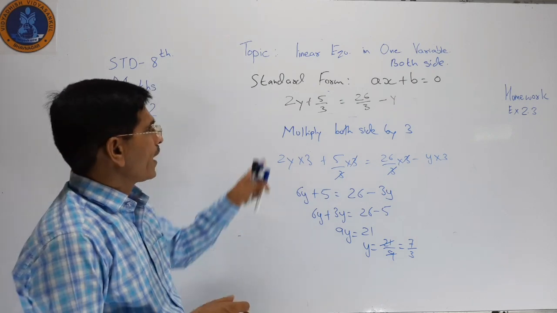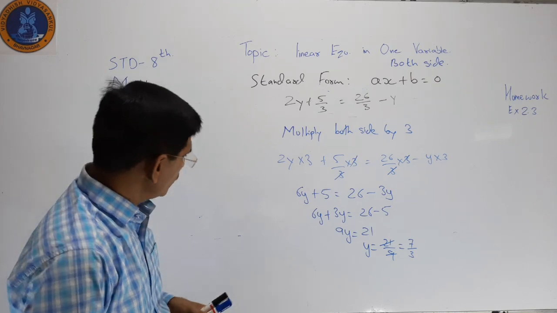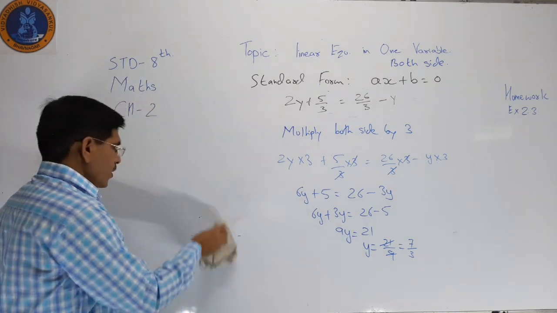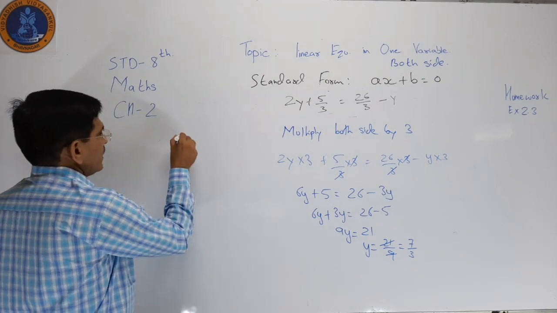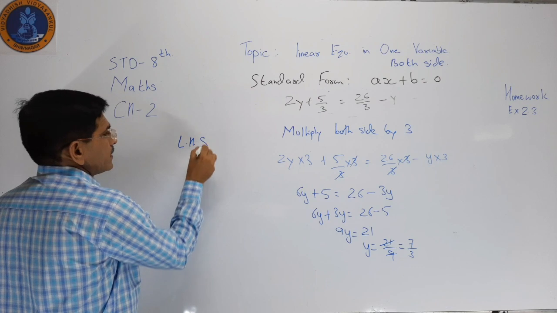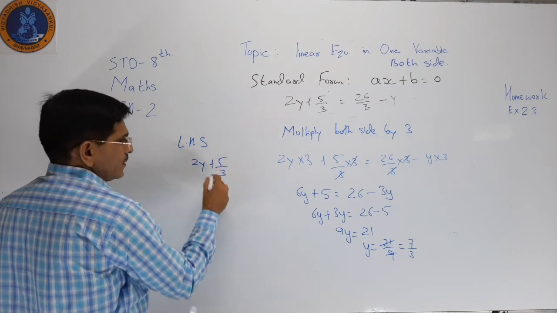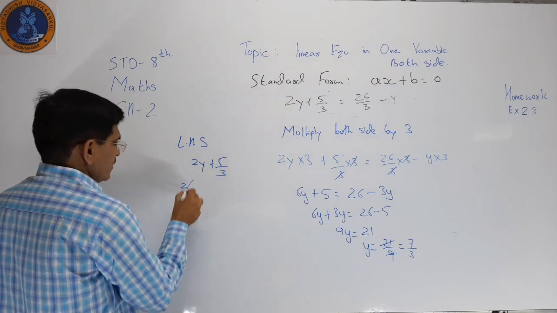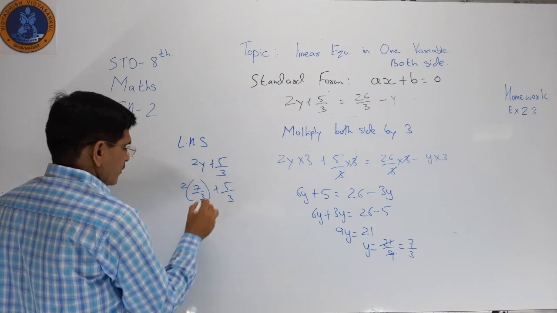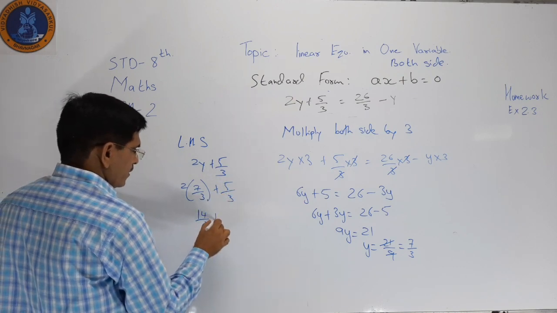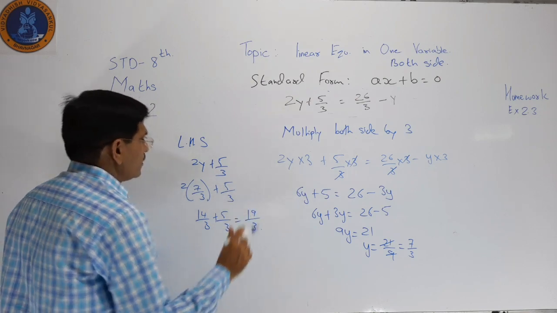Now if I put y equal to 7 by 3 everywhere, the left hand side must be equal to the right hand side. Then we can say our answer is correct. So the left hand side is 2y plus 5 by 3. So the value of y, that is 2 times 7 by 3 plus 5 by 3. So 14 by 3 plus 5 by 3, that is 19 by 3.